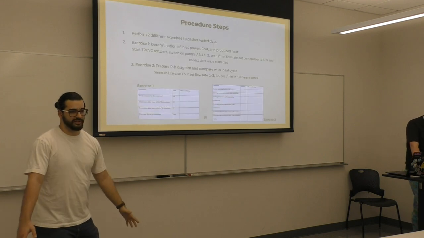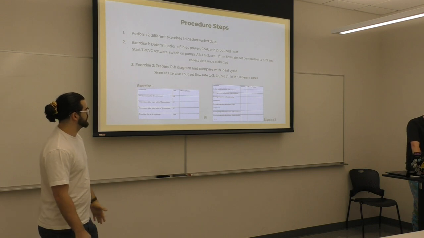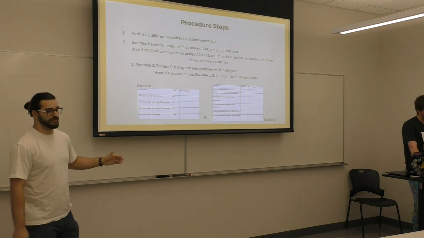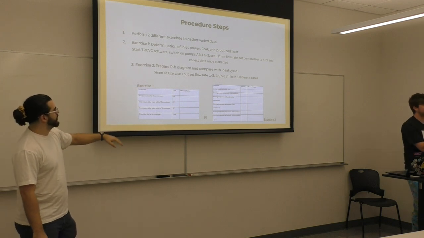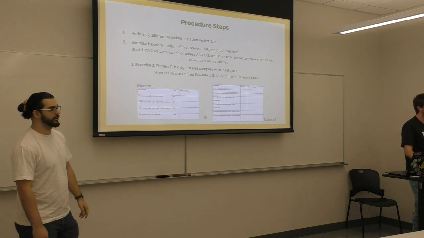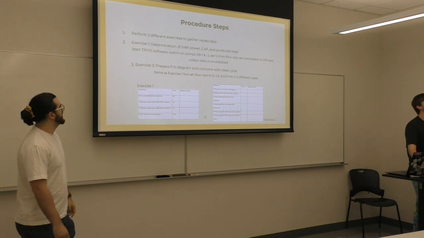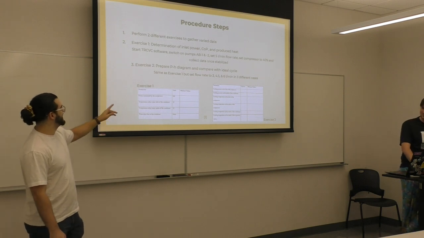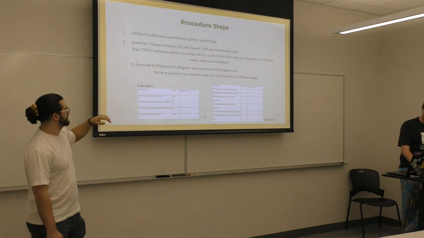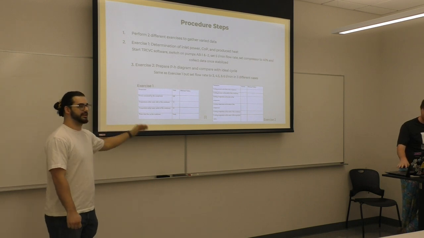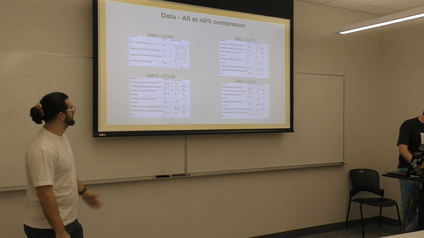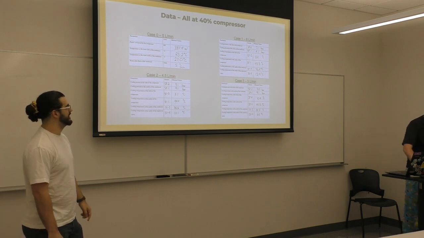So the procedure was very, very simple. You had two major exercises. The first exercise was to power up the pump and, through the software, switch on pumps 1 and 2, set your flow rate and your compressor to 40%, and then you would collect the data into this table. And then for the second exercise, you were going to do the same thing, but for different flow rate cases. Go ahead. So this is the data that we collected.